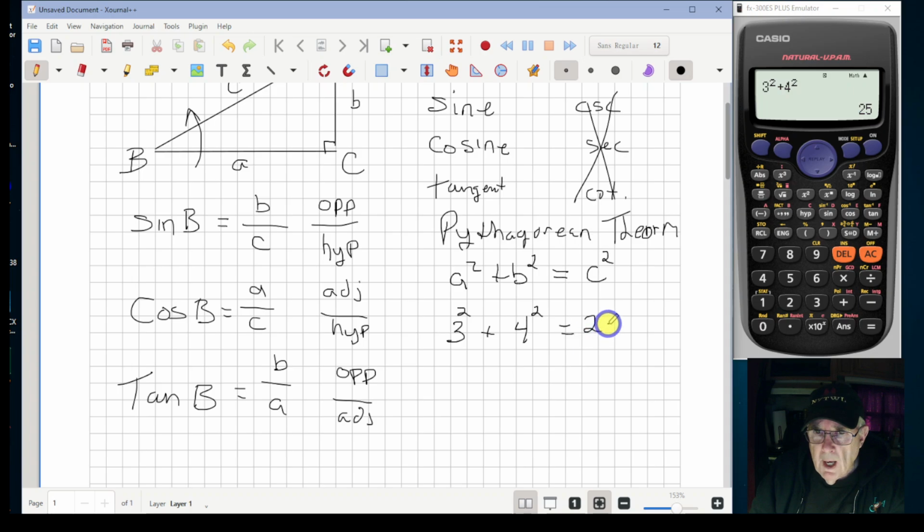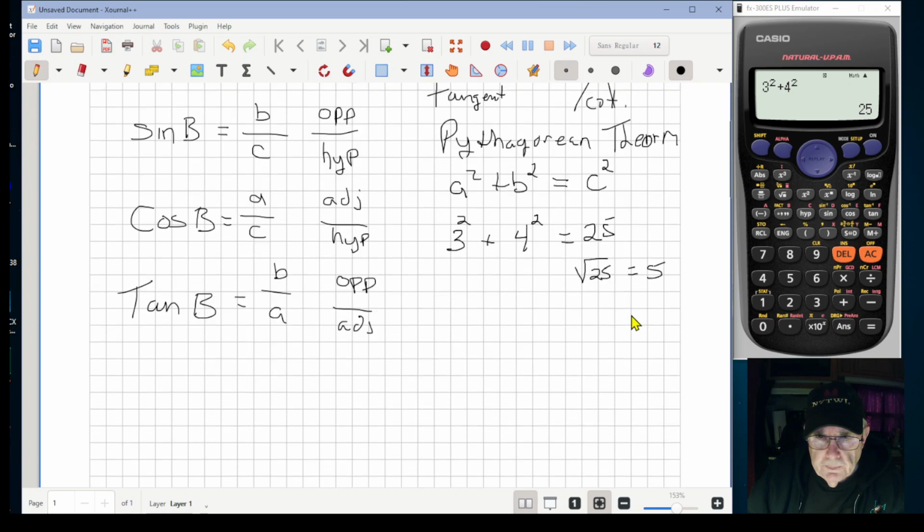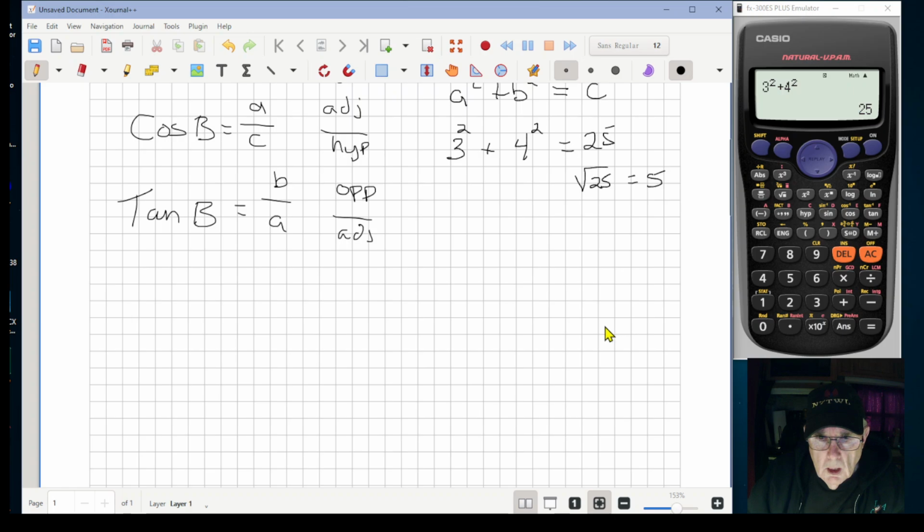equals 25. But this number is a squared number. If I take the square root of 25, that will tell me the length of the hypotenuse is 5. So if my side opposite is 3 units long and my side adjacent is 4 units long, then the hypotenuse will be 5 units long. So there's an application of the Pythagorean theorem. We're too close to 10 minutes to continue, so I'll do at least one more video here.